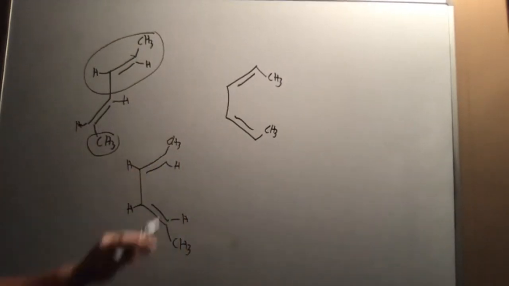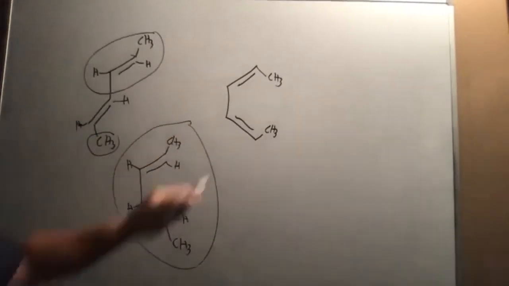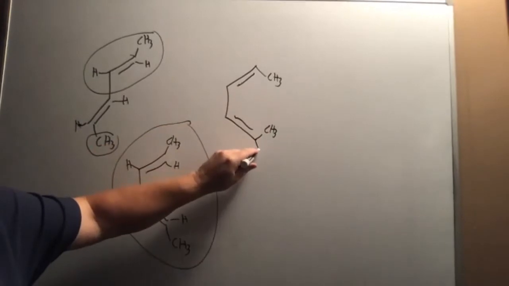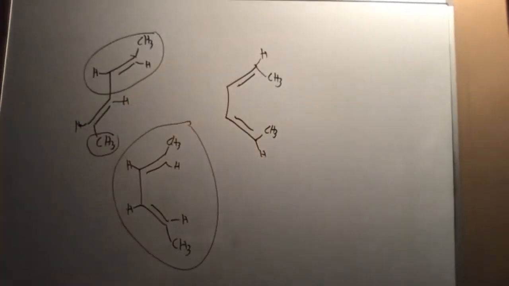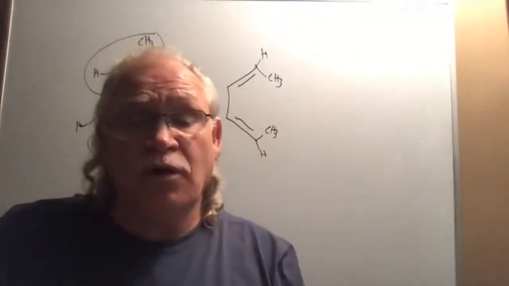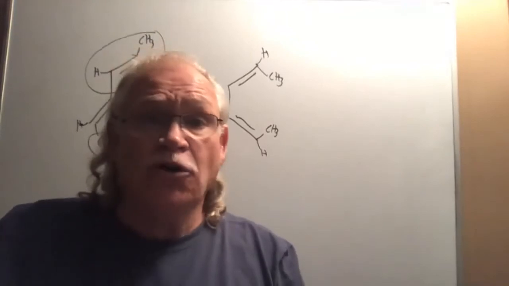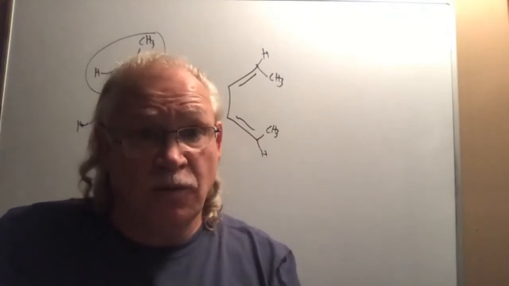So notice this group and the methyl group are trans, so this group and the methyl group have to be trans. So now that we've got this into the S-cis configuration and this into the S-cis configuration, how can we decide which one is better? So if I give you on the test one of them in the S-cis and one of them in the S-trans, the first thing you do is rotate them both so that they get into the S-cis, if possible.